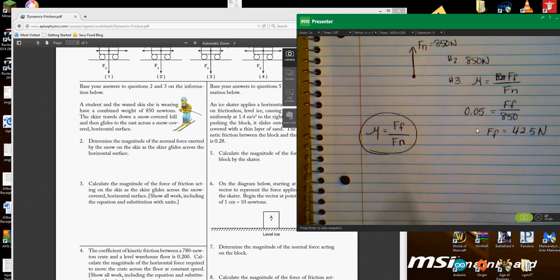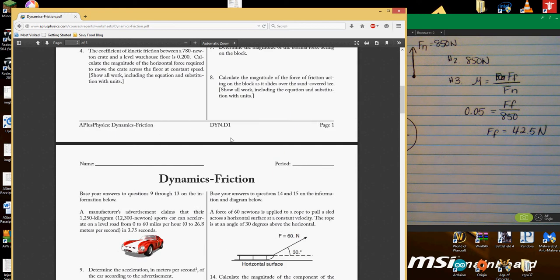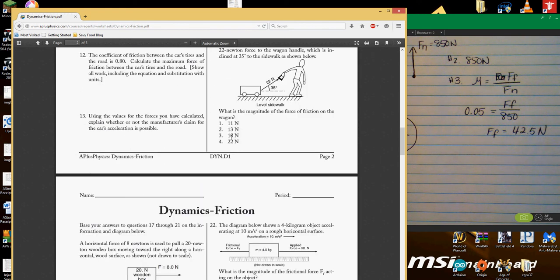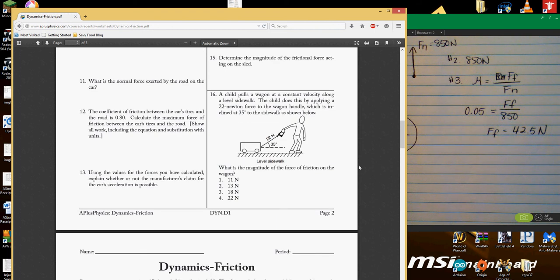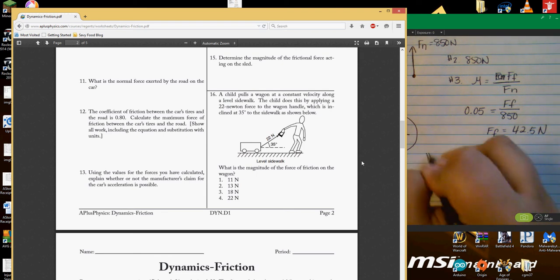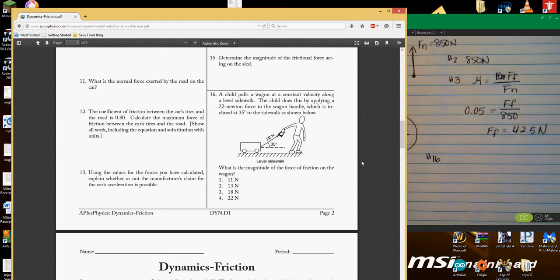Okay. Next one we're going to do is question number 16. Question number 16, you probably recognize. We've done a lot of these. 16 says that a child pulls a wagon at a constant velocity along a level sidewalk. The child does this by applying a 22 newton force to the wagon handle, which is inclined at 35 degrees to the sidewalk as shown. What is the magnitude of the force of friction on the wagon?